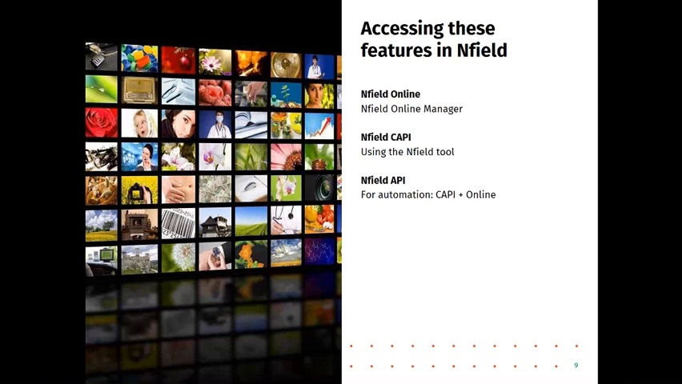So where can you access the features that I'll be showcasing today? For Nfield Online, in the Nfield Online Manager. That's also the tool that I'll be using most for the demo today. For Nfield CAPI, we've chosen to put the functionality in the Nfield tool. It's a tool that I think most CAPI customers will be familiar with, where you do your bulk uploads: uploading sample, interviewers, assignments, quotas. Many of you will be using the Nfield tool in addition to the CAPI manager. And for automation, the functionality is also available in our APIs, both for CAPI and online.